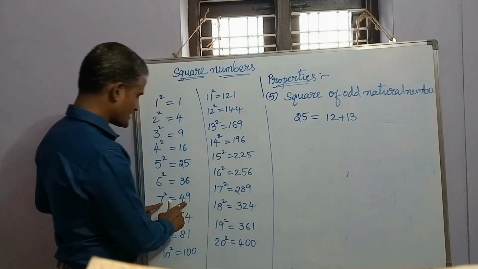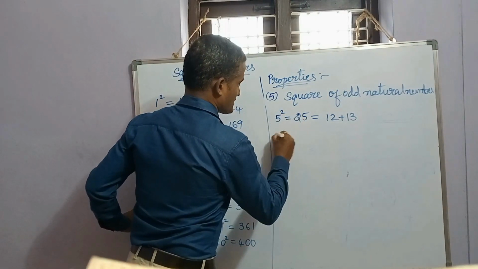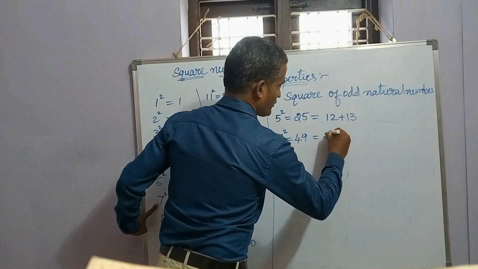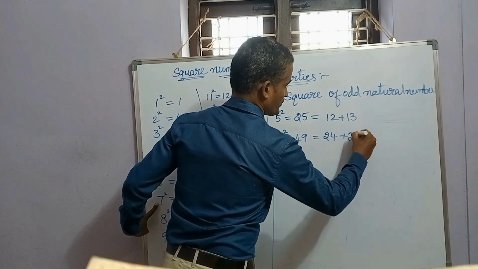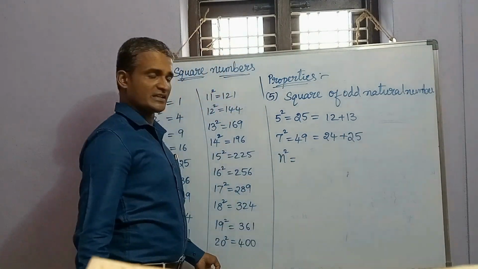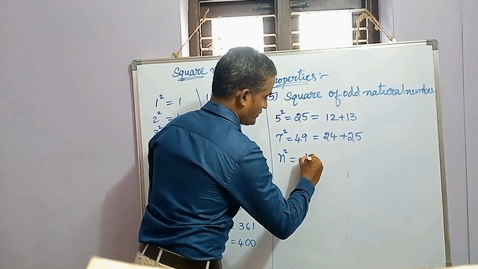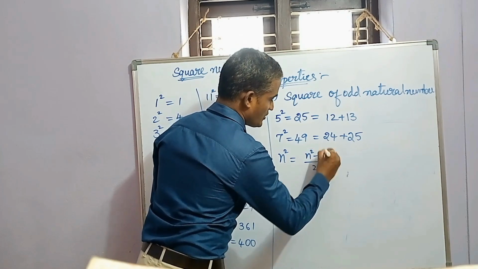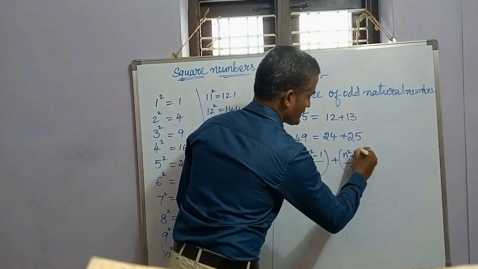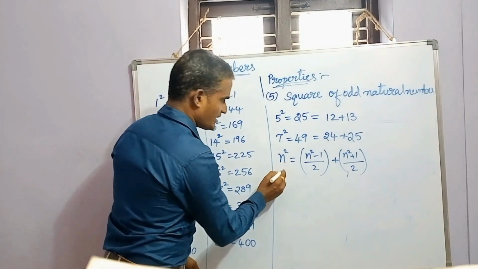And 49. 49 is the square of the odd number 7. Okay, 5 square is 25, and 7 square is 49, which can be written as 24 plus 25. That's all. So every odd square number, n square, when you want to represent it, you can write it as n square minus 1 by 2 and n square plus 1 by 2. You can write in this order. So two natural numbers you can write. Okay, so in this way you can take any number.